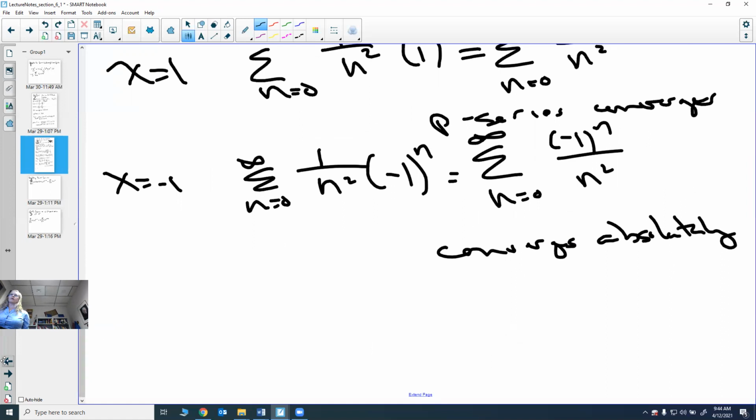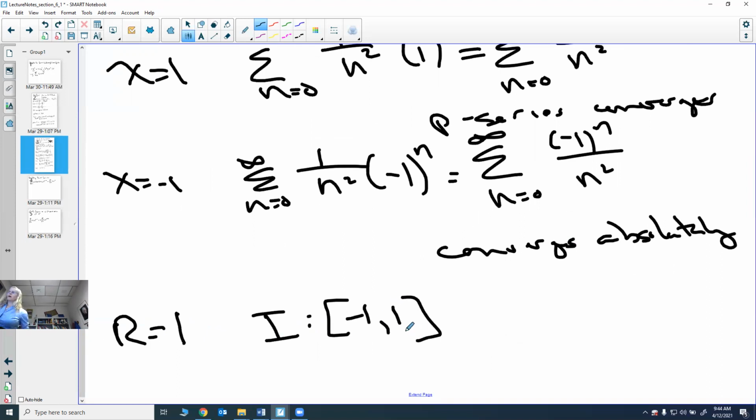And so we now know that our radius, we were saying we're less than 1, so our radius is 1. And our interval, we now know the endpoints are included, so we can go from -1 to 1. And there's our radius. Okay.